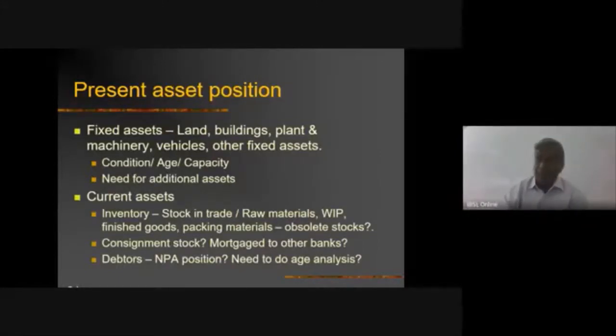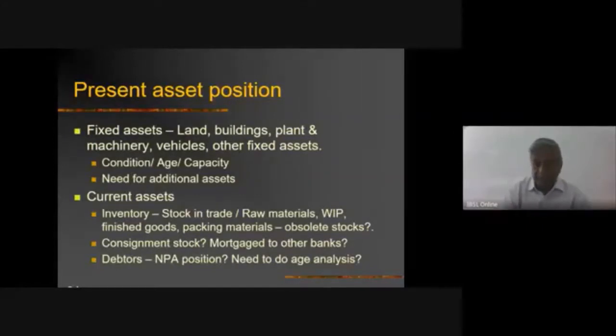For each item, check the condition, the age, and the capacity. Check whether the business needs any additional assets or can manage with the existing assets, to maintain the present production level or the anticipated increased production level. Whether the condition, age and capacity of these fixed assets are sufficient, or whether they want to expand and need additional assets. Check that.